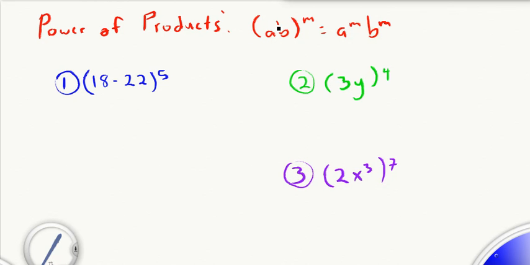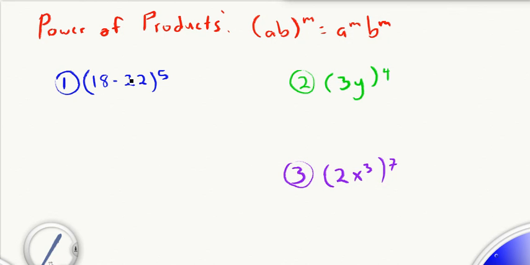So when we have a product, that's two things multiplied by each other inside of parentheses, and then that's raised to a power, basically what we do is we distribute that power. We can kind of think of it as distributing. So we would just go the first thing to the power times the second thing to the power. So a to the m times b to the m.